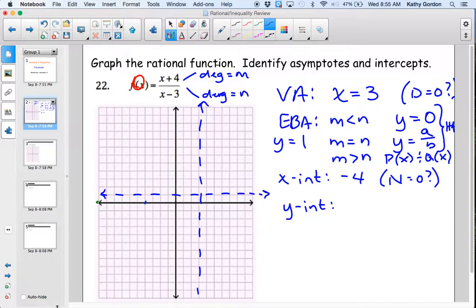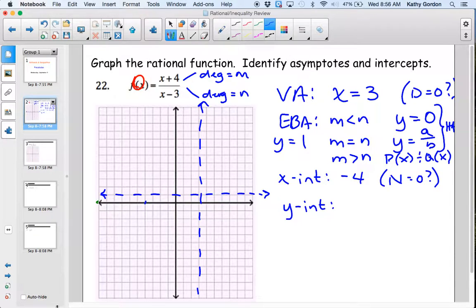All right, last but not least, y-intercept. How do we get that? Put x equal to 0, because similarly, any point that's along our y-axis has an x-coordinate that's 0. So if I just put in 0 for x, what are we left with? -4/3.